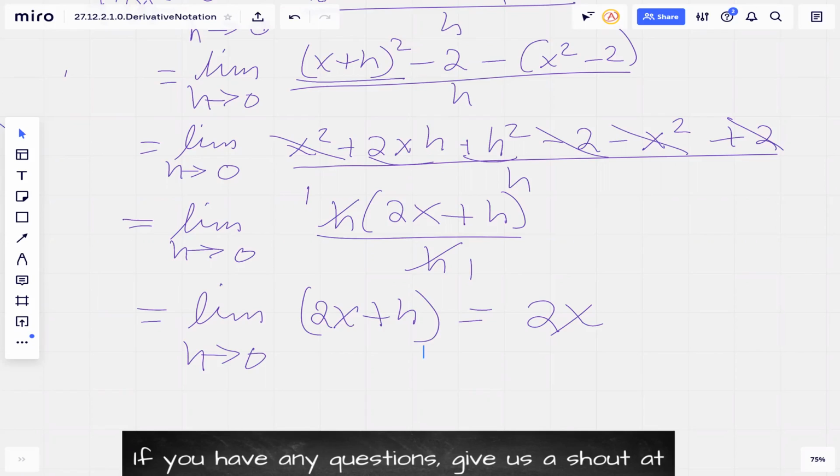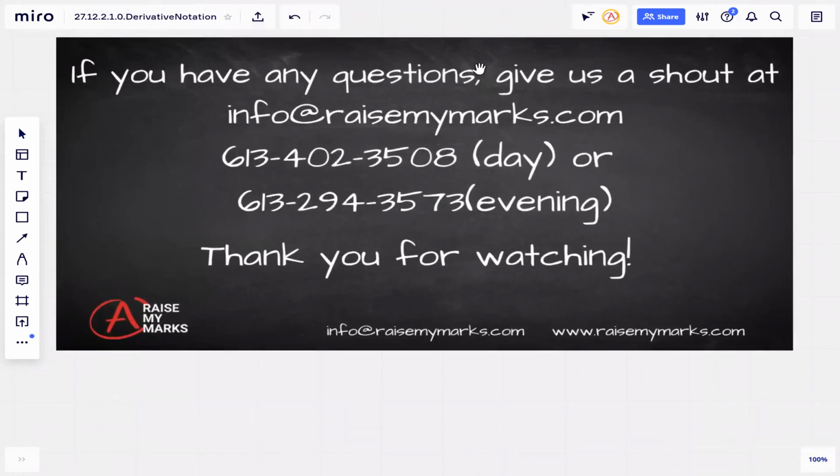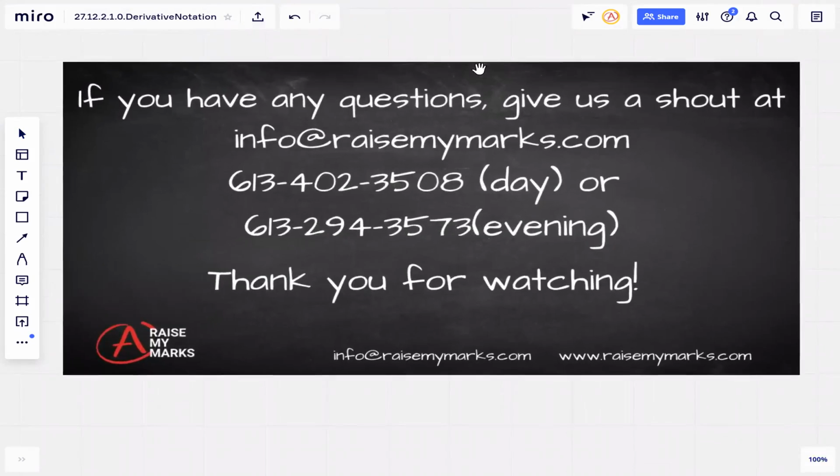Okay, so that brings us to the end of our session. It's tough getting used to a new whiteboard, but it's quite nice. Miro is quite nice. It's got some nice features.